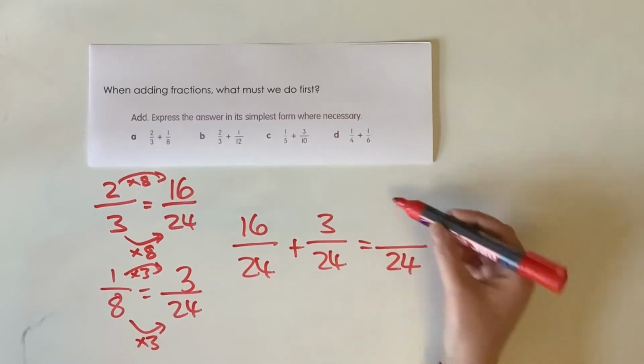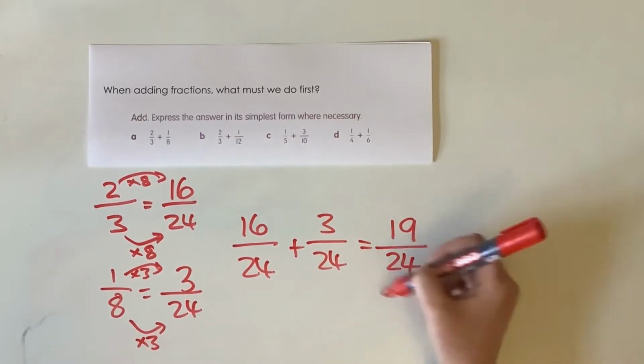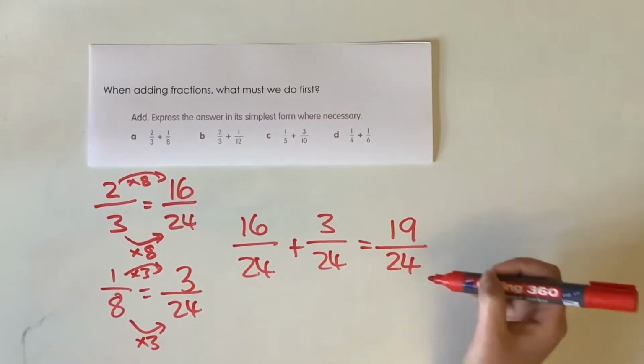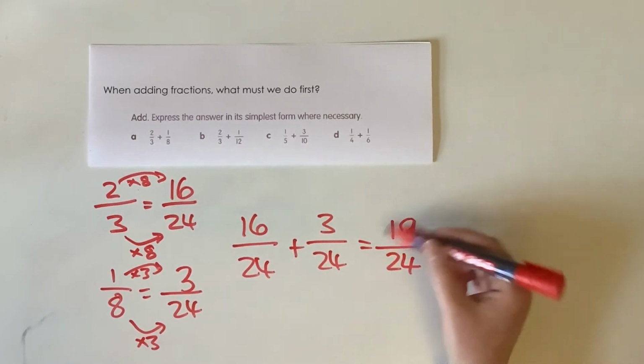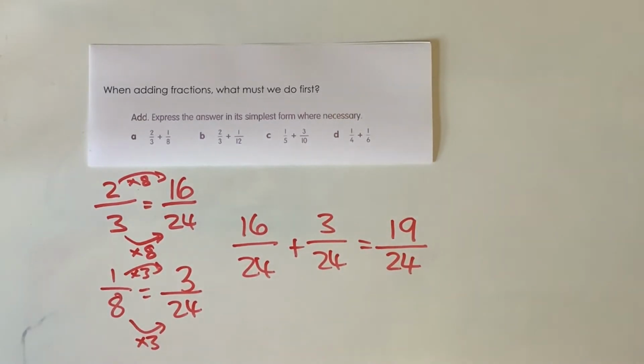16 add 3 is 19. Okay, then I always look at my final fraction. Can I simplify it? Okay, I can't simplify 19/24ths, so that is just the answer.